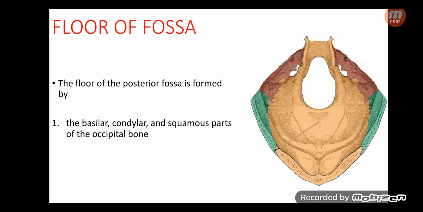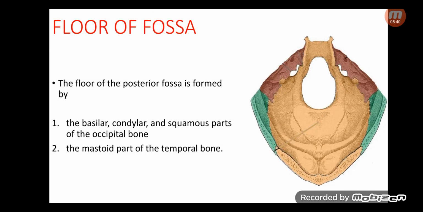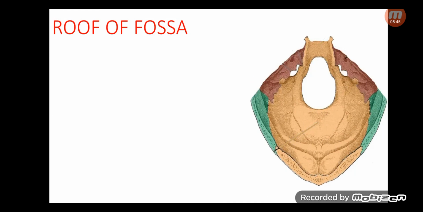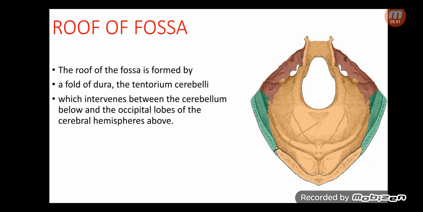The floor of the fossa is formed by the basilar, condylar and squamous parts of the occipital bone, the mastoid part of the temporal bone, and the parietal bone part. So now moving forward, the roof of the fossa is formed by a fold of dura mater, that is the tentorium cerebelli, that separates the cerebellum from the cerebral hemisphere above.